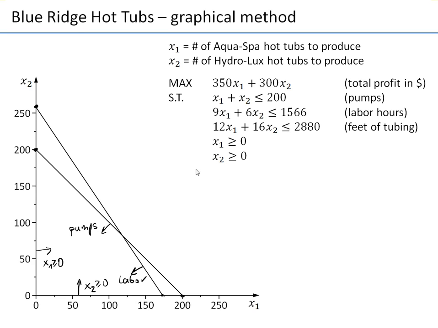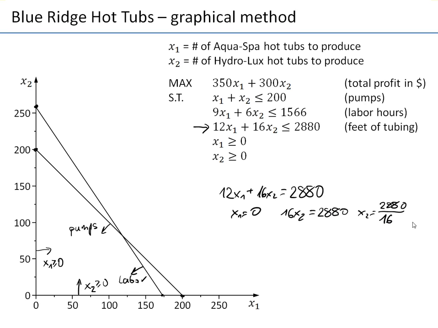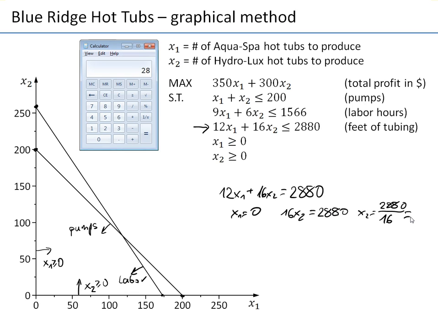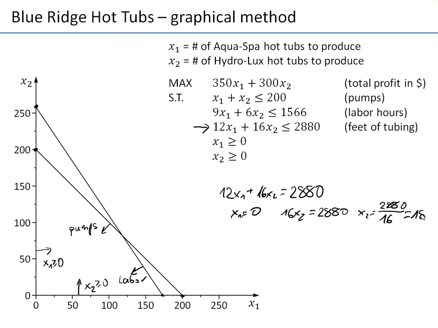So for the feet of tubing, this is the constraint that we will now be drawing. I need to ask myself again, where is 12x1 plus 16x2 equal to 2880? Draw a line. If x1 is equal to 0, then 16x2 equals 2880, so x2 equals 2880 divided by 16, which is exactly 180.